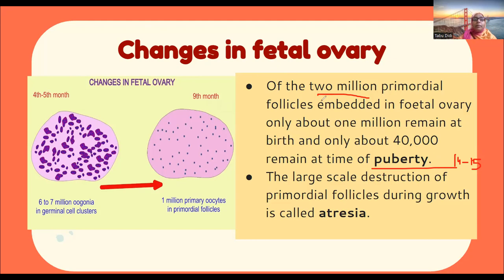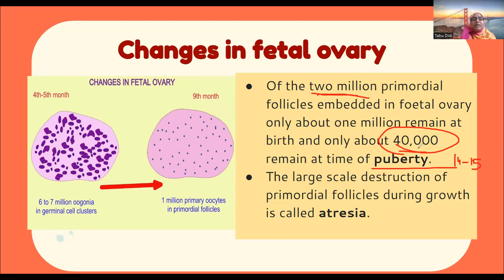Do you know what happens at that time? So 2 million eggs are there in childhood. Then when she reaches puberty, only a few thousand eggs remain. Only a few thousands of eggs remain. And of these, some of the eggs again degenerate.